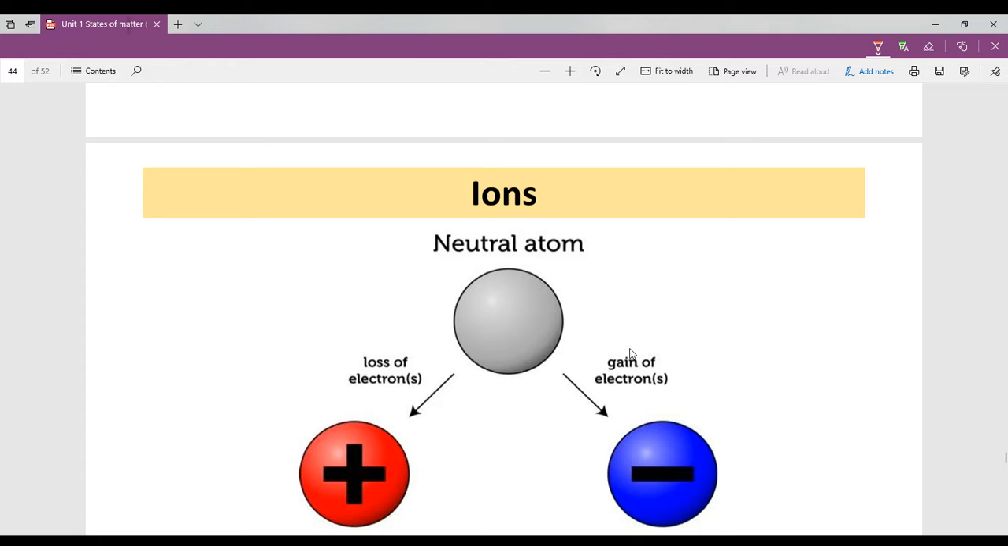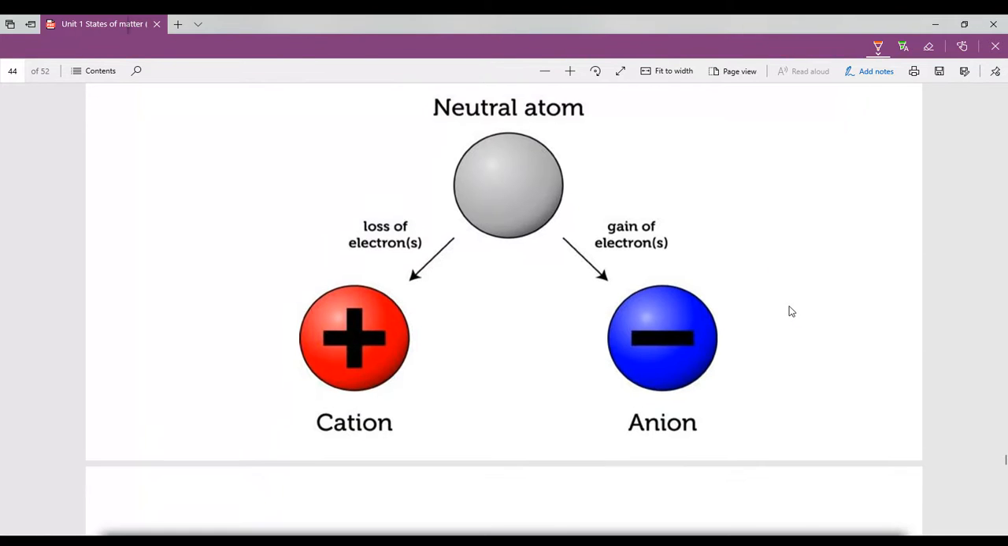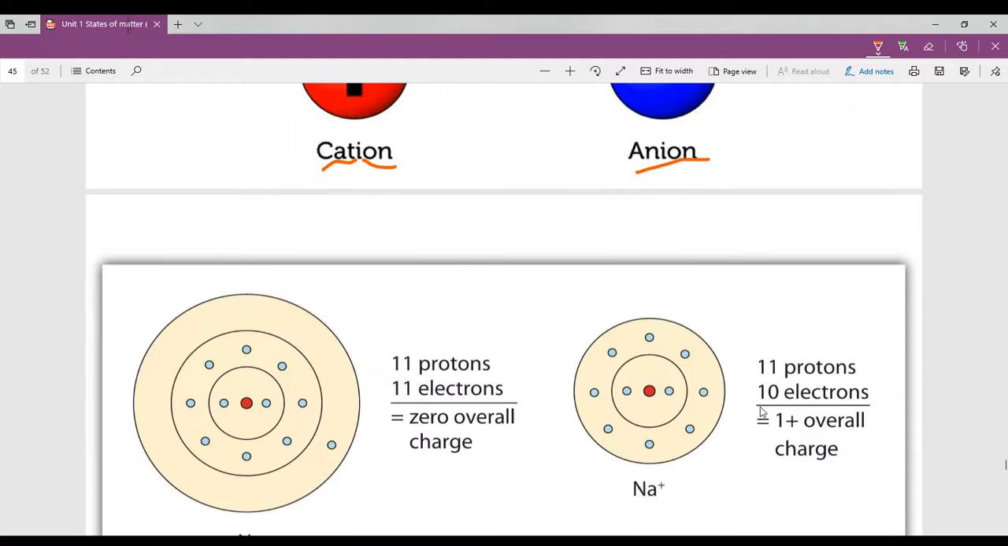Sometimes the atoms will give up the electron or gain the electron. So if you have a neutral atom, okay, if it loses the electron, it will form something called a cation. Meow meow, kitty cat, cation, cation. Don't call cation, okay? It is cation. And then this is the anion.